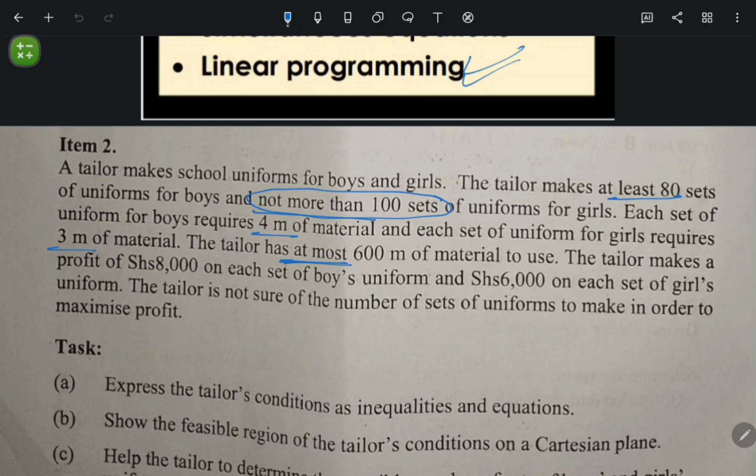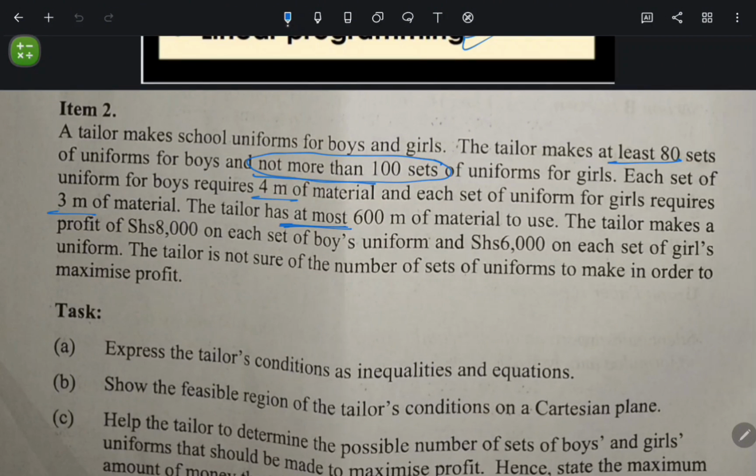She does not exceed that. It is what she has. So that means that 600 meters of material is what the tailor is having, and the amount of uniform sets for girls and boys that she's going to make will not exceed the 600 meters of material.